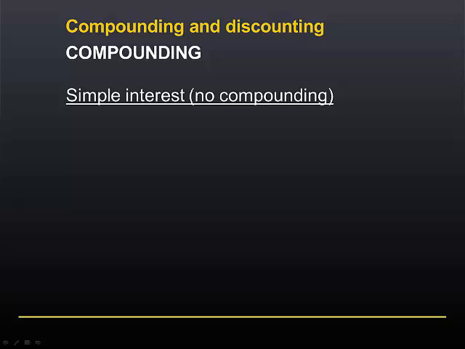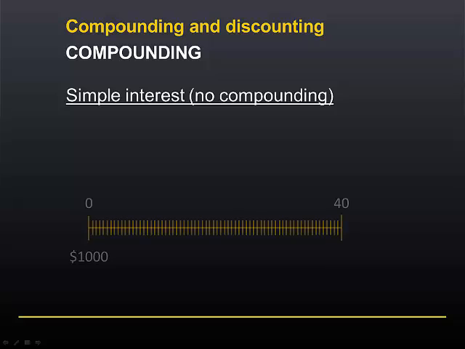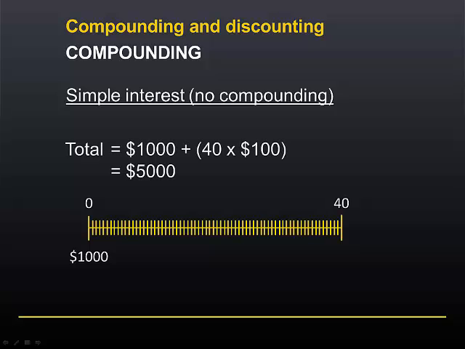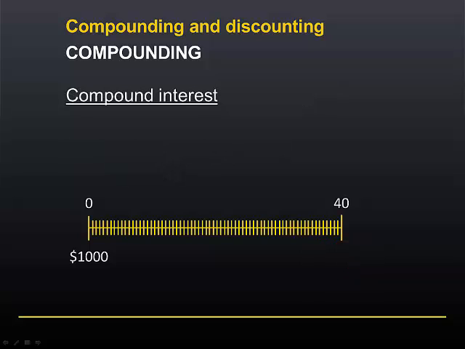This effect, earning interest on interest, can be very powerful over time. For example, if you deposit $1,000 into an account paying 10% per annum for 40 years, and there is no compounding, what we call simple interest, the total amount in your account will be $5,000. Under compound interest, your investment will grow to over $45,000. We'll look at how to calculate this amount in the next module.